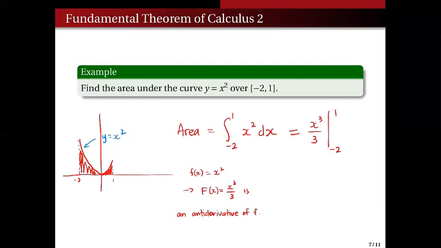So at 1, you have 1 cubed over 3 minus, at -2, -2 cubed over 3. If we simplify this, we have 1/3, and -2 cubed is -8. Then we have minus here, so we have plus 8 over 3, and this is 9 over 3. And therefore, this is 3 units. So the area is 3 units.